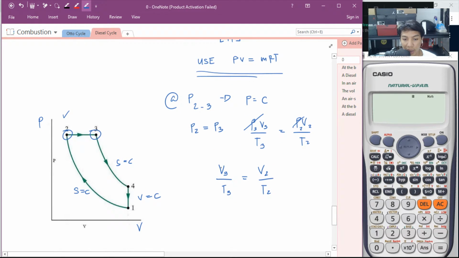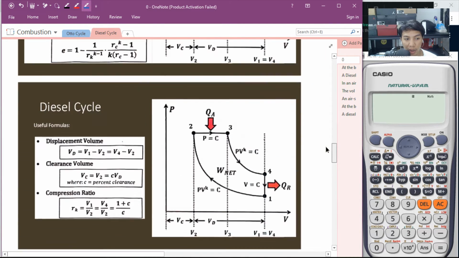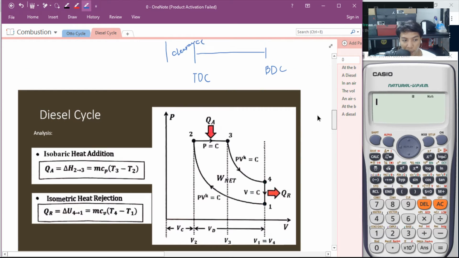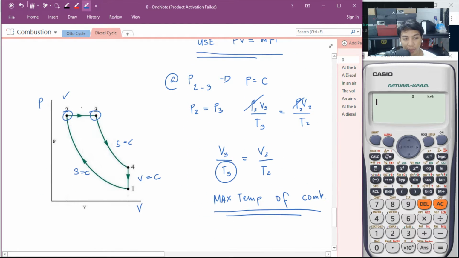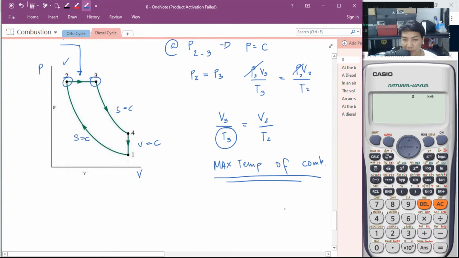Commonly, binibigay dyan si maximum temperature. Ito si maximum temperature of combustion. Sinasabi dyan. Tapos, si P2 and P3 is the maximum pressure of the combustion. Ngayon, ano pong hahanapin natin dyan sa cycle na yan? 2 to 3. Siyempre, yung ating heat addition. Dito papasok kasi yung heat added dyan. QA. Paano natin makukuha yun? Babasihan natin yung temperature. The process is isobaric, then therefore Q is equal to mCp delta T.